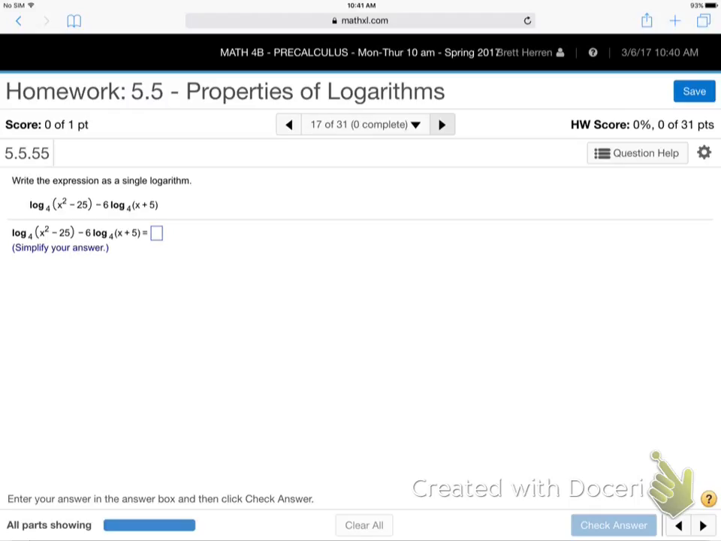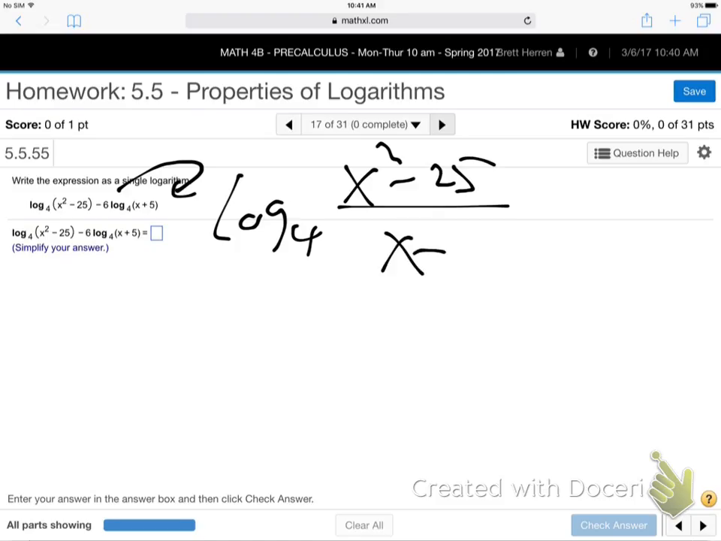Okay, so subtraction for 2 logs. Well, first off, I got to take that 6 and put him up there. And then subtract. So log base 4 of x squared minus 25 over x plus 5 to the 6th. So far, so good. Like that. Right, subtraction becomes dividing, right? And now, am I just done right there? Almost. What can I do?